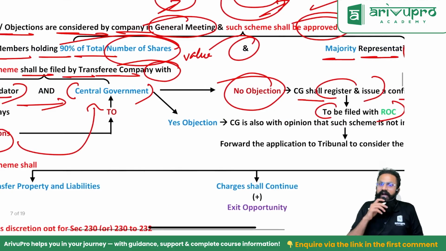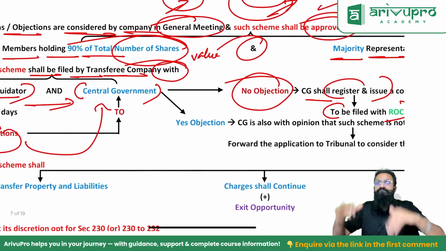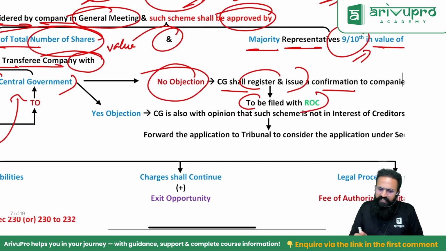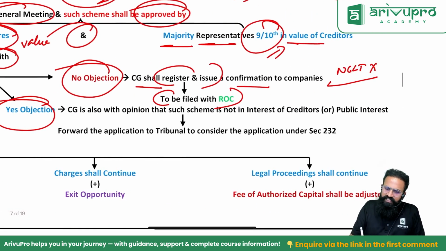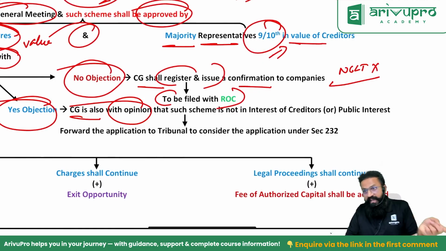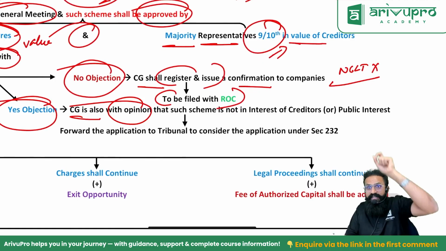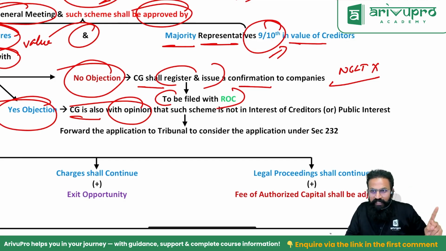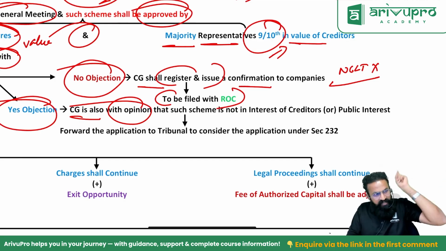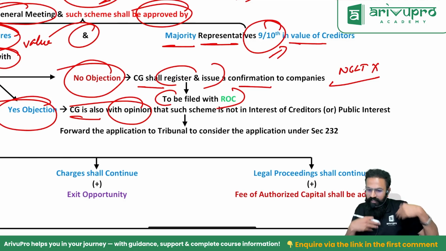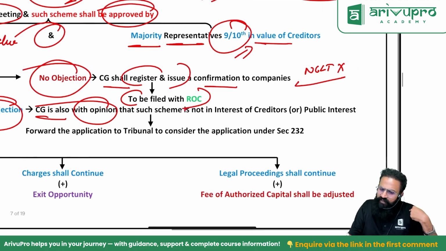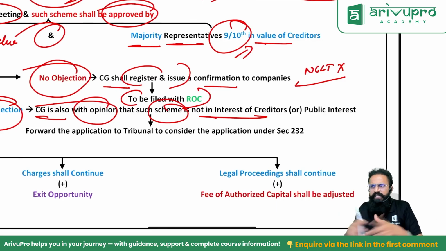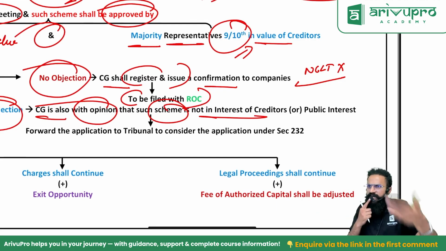Now let us imagine ROC and liquidator showed some issues to the central government. They said we have concerns. In such a case, if there are objections, CG also has an opinion. They have raised concerns and the central government is convinced with the concerns raised by the ROC and liquidator. Yes, it is a valid point. Even I am convinced, and I think that the scheme is not in the interest of creditors or public.